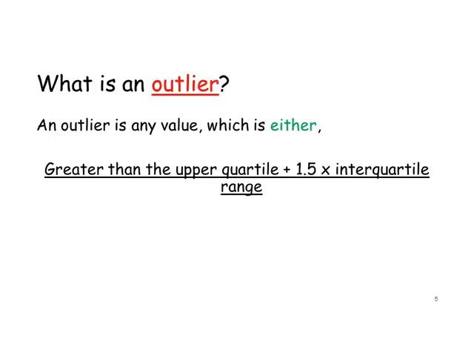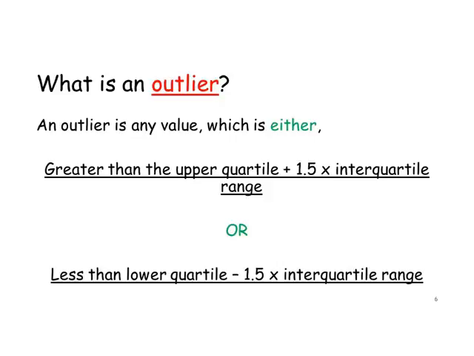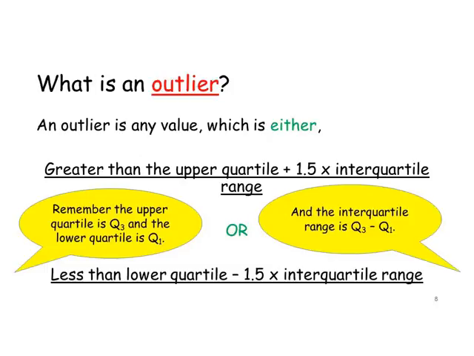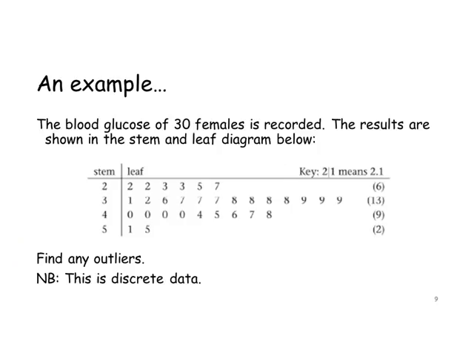An outlier is any value which is either greater than the upper quartile plus 1.5 times the interquartile range, or less than the lower quartile minus 1.5 times the interquartile range. And remember that the upper quartile is Q3, the lower quartile is Q1, and the interquartile range is Q3 minus Q1. So let's look at an example.